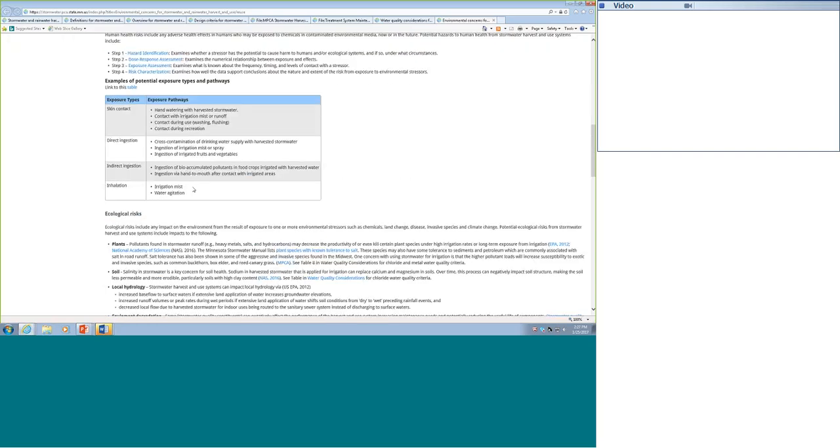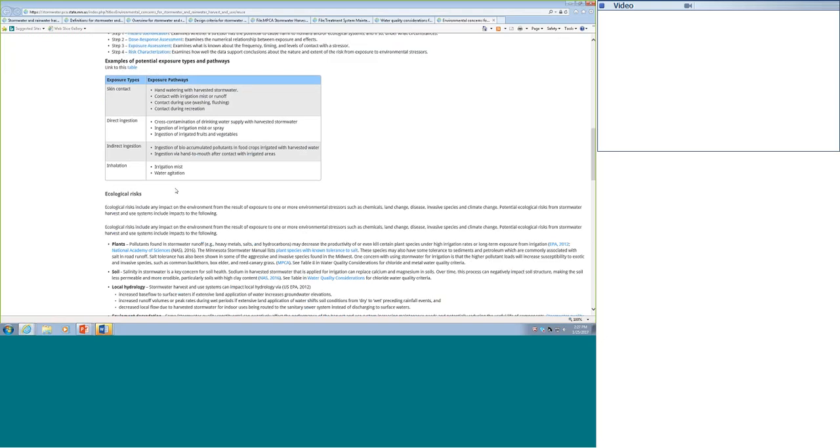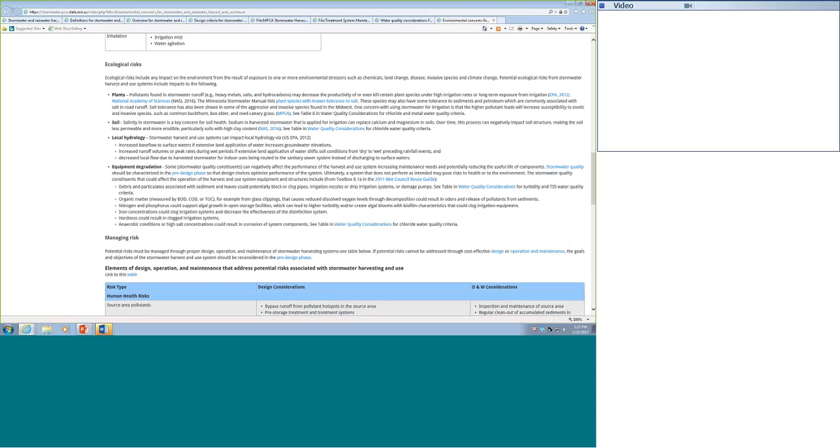So there's some information on thinking about human health risks. Again, this is coming up because now we can have skin contact, direct ingestion, inhalation if it's in an irrigation mist, things like that. Ecological risk, again, plants. Especially with the irrigation, there's going to be some pollutants in that stormwater runoff that are going to be concentrated. What impacts of maybe chlorides on the soil? Thinking about your system in general, how might the system affect local hydrology? That's with any BMP.